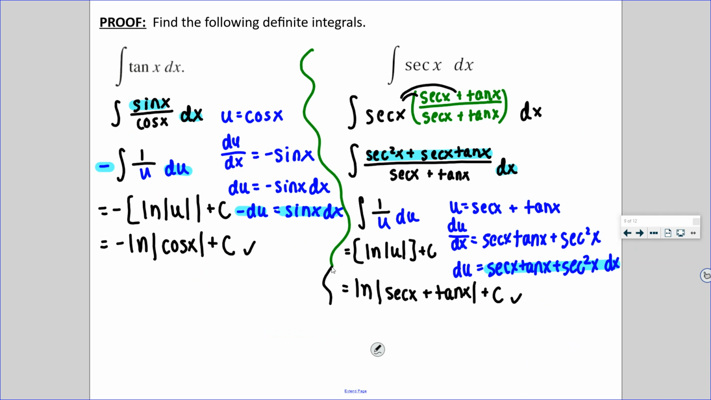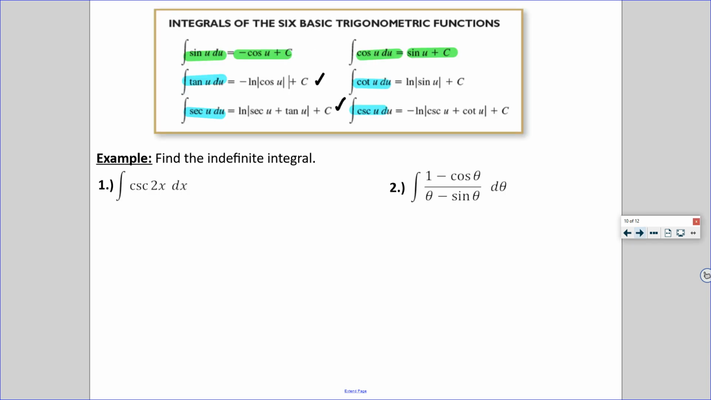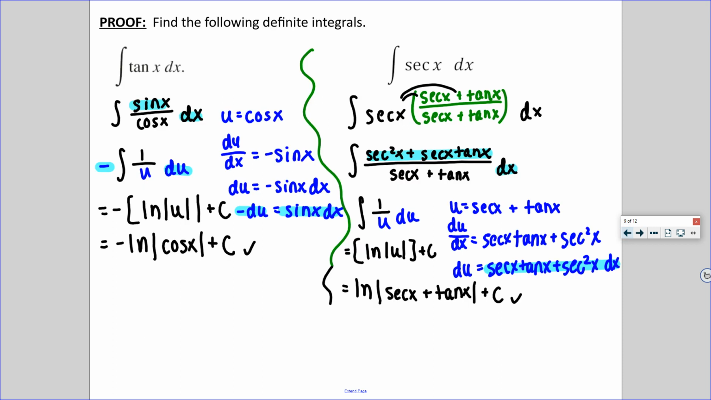I think if you ever get stuck on a test and you can't remember the antiderivative for tangent, it would be easy to figure out using u substitution. This is probably a little bit trickier, recognizing, hey, I have to multiply by secant of x plus tangent of x. These other ones, like I said, are super similar. Cotangent, just change it to cosine over sine. Cosecant, you do a very similar step right here to get the derivative.